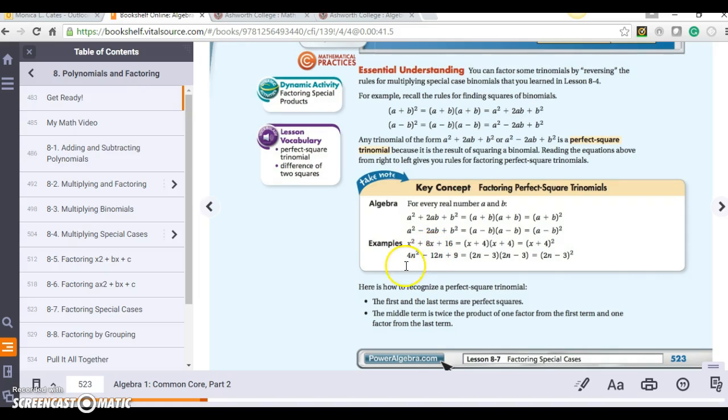And then the same thing for this, 4n squared minus 12n plus 9. If I say that my a, by taking the square root, is 2n, and my b is 3, then I can use the equation, because I know 2 times 2n times 3 gives me 12n, so I can rewrite it as 2n minus 3 squared.